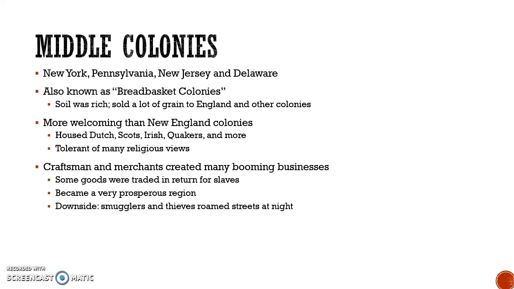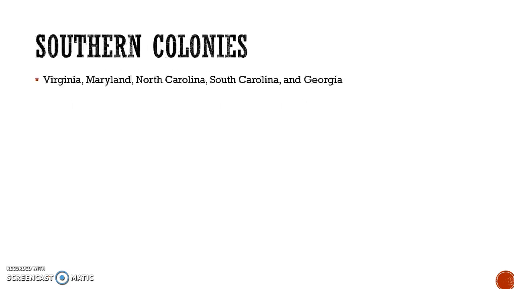Business was big in the Middle colonies. Craftsmen and merchants made their own items and sold them. Some of these goods were traded across the Atlantic for slaves, but not all. Because of these businesses, though, it became a very prosperous region. The only downside were smugglers who tried to avoid different sorts of taxes, and also thieves who came to raid these businesses at night. And then here, their major resources were timber, furs, coal, and iron ore.